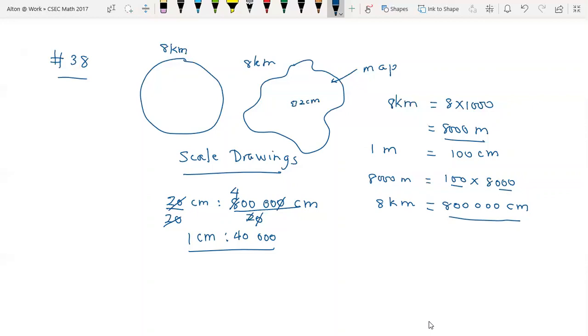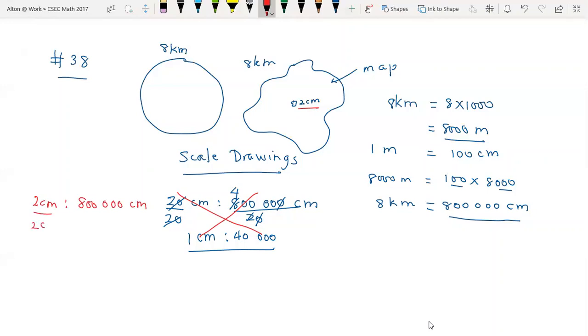They didn't ask me what was, I compared 20 centimeters here. So the scale wasn't 20 centimeters. They say in the drawing, the scale was what? 2 centimeters. So let's rework this part using the correct information, right? So this is incorrect. Let's do it here. 2 centimeters corresponds to 800,000 centimeters. So let's again simplify this.